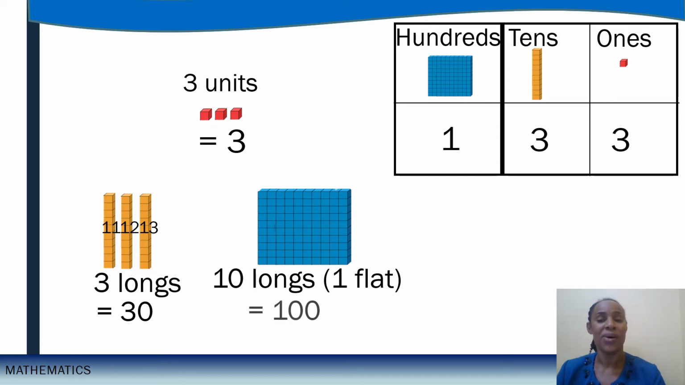So there we have it, boys and girls. Can you read this number with me? 133. And we can say 133 is the same as 100 plus 30 plus 3. And that gives us 133. So boys and girls, 13 longs and 3 units represent the number 133. Is that what you guessed at first?